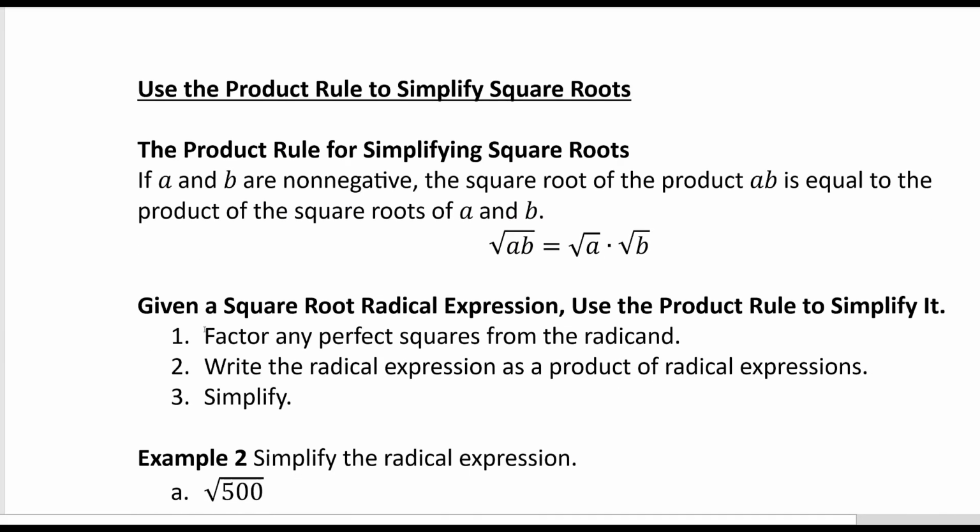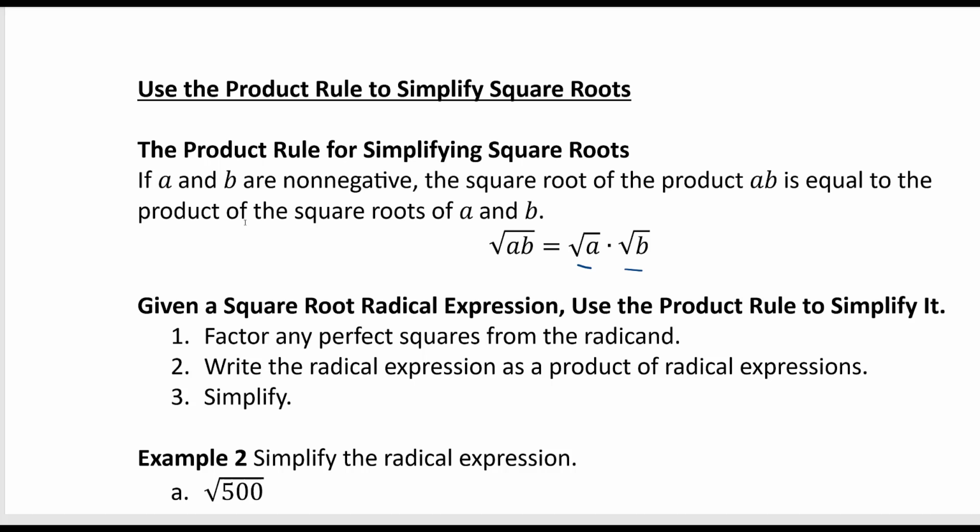So use the product rule to simplify square roots. So this is one way, a tool that we have to simplify, to break it down into an easier way to see it, and leave it in exact form, not some decimal approximation we get from the calculator. So the product rule for simplifying square roots: if a and b are non-negative, the square root of the product ab is equal to the product of the square roots of a and b. So the square root of ab is square root of a times square root of b. So if you can find a perfect square factor in there, pull it out and evaluate that.